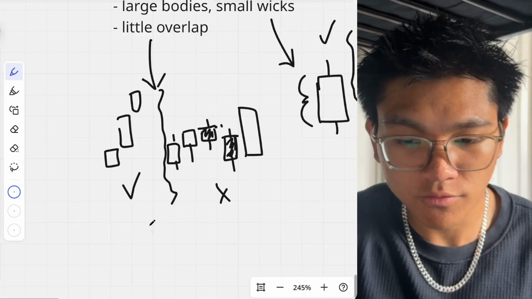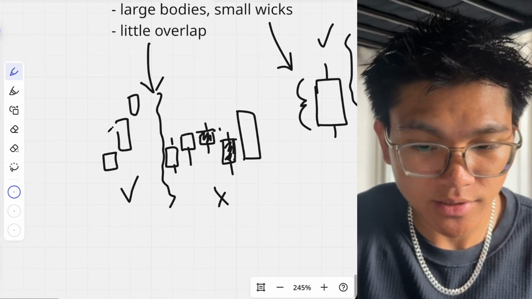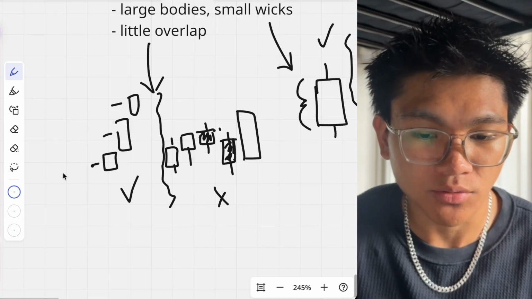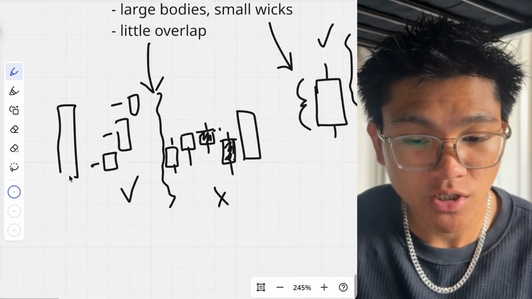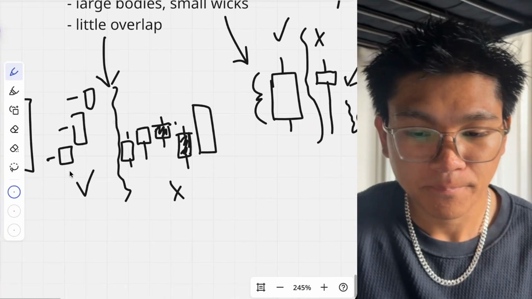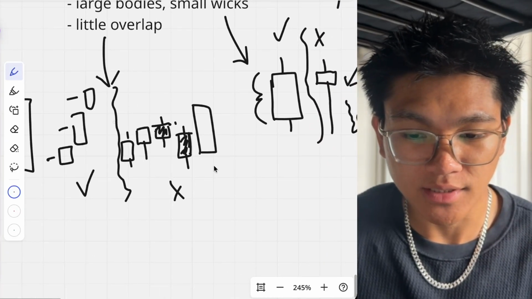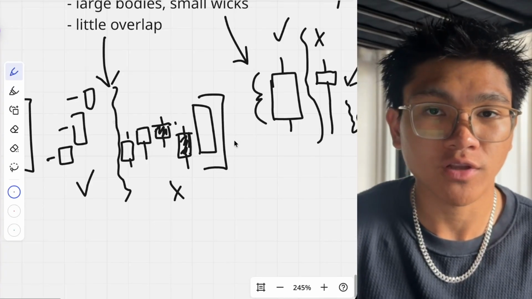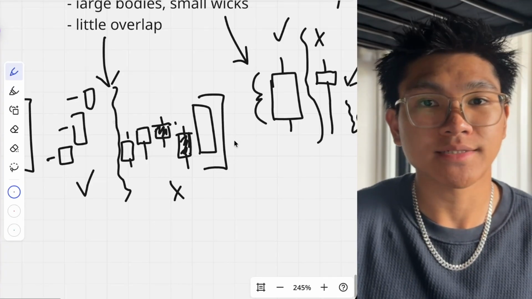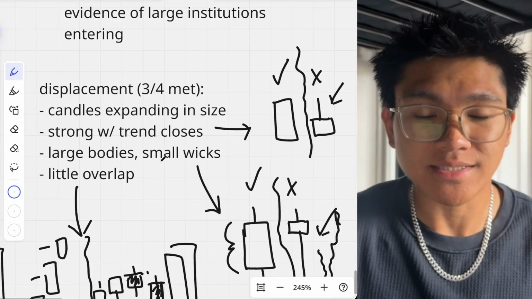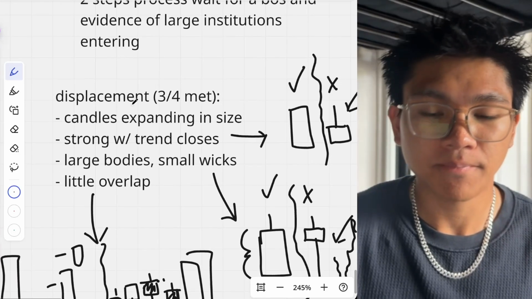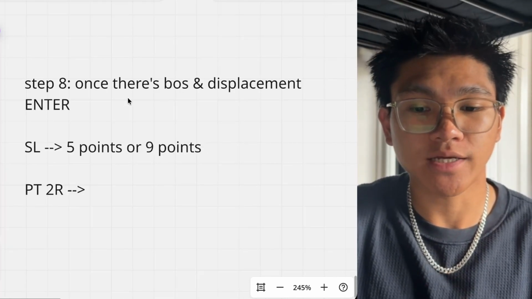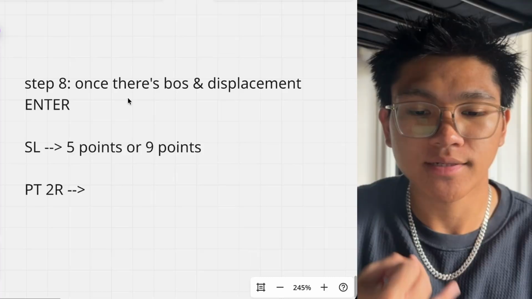And lastly, for little overlap, as we can see with these 3 candlesticks right here, there's basically no overlap between this candle and this candle. It basically is just a large move higher. However, in this series of candles down here, we can see a lot of them basically just staying stuck in this little range, and there's lots of overlap, which just goes to show that price doesn't really have a lot of direction. So as long as displacement meets 3 out of these 4, then I would consider it valid. After that, step number 8 is simply just to enter once you observe the break of structure and displacement.